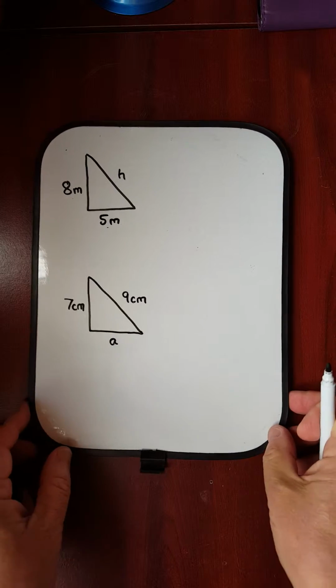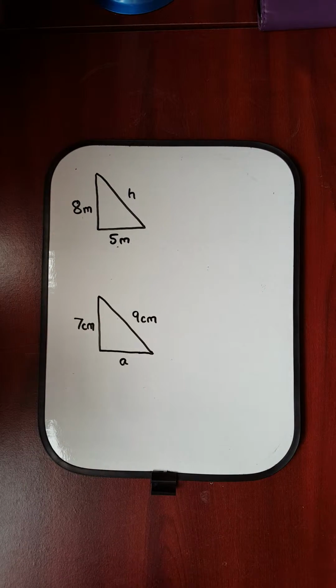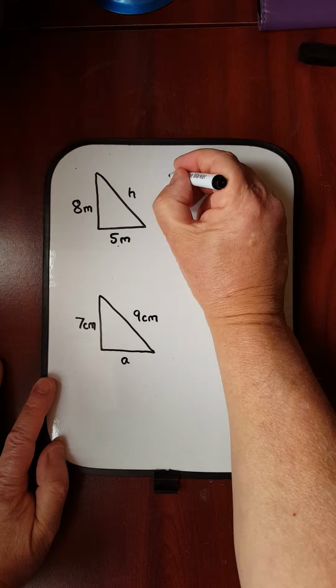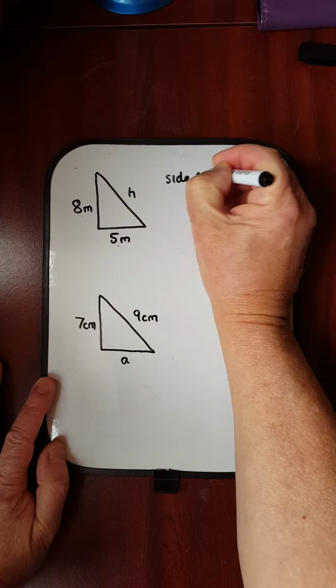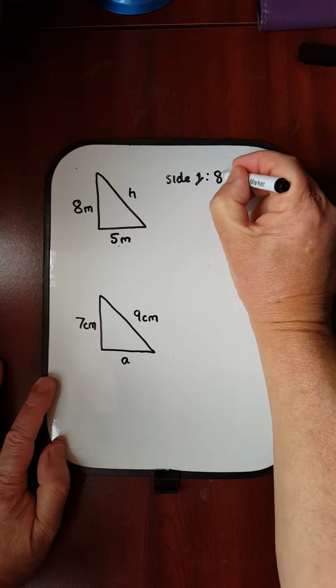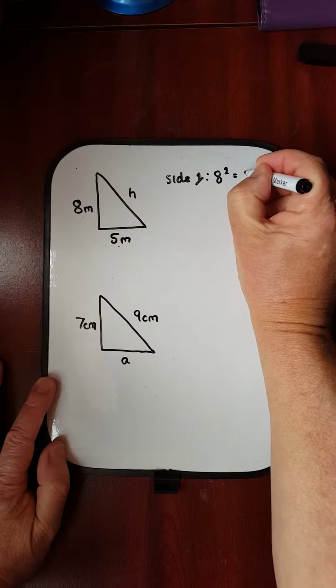Alright, so this time then we've got 8 centimetres and 5 centimetres, and we're going to find h, the hypotenuse. So side 1, let's do it the other way around this time. I've been always using the bottom first, so I'll use the top first. 8 squared is 64.